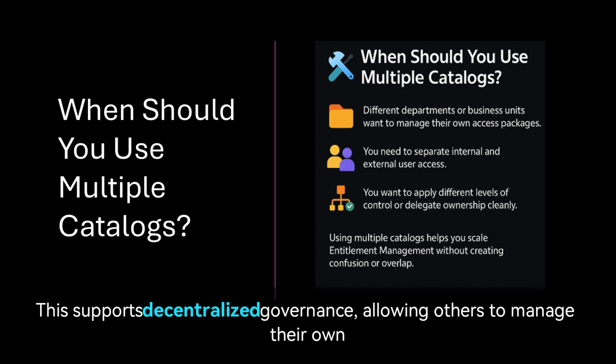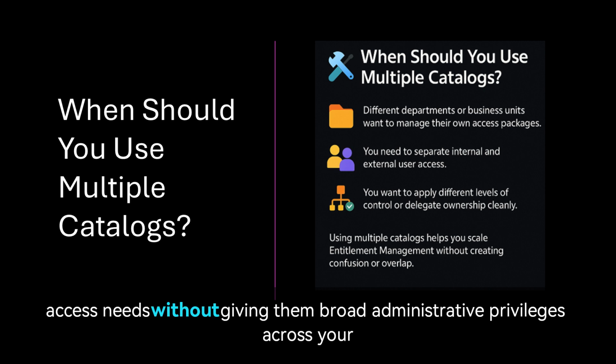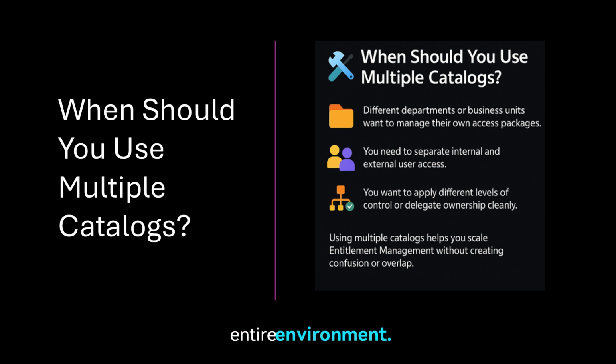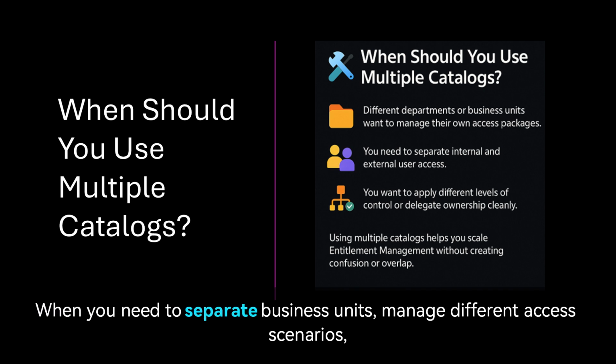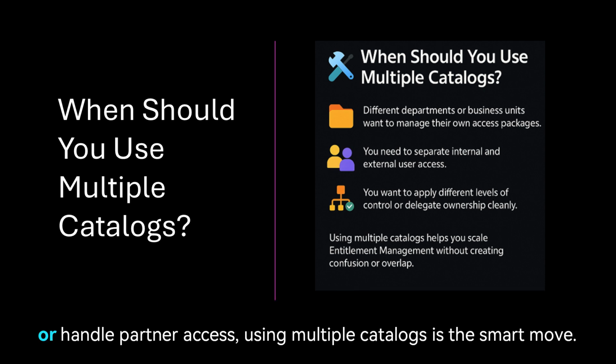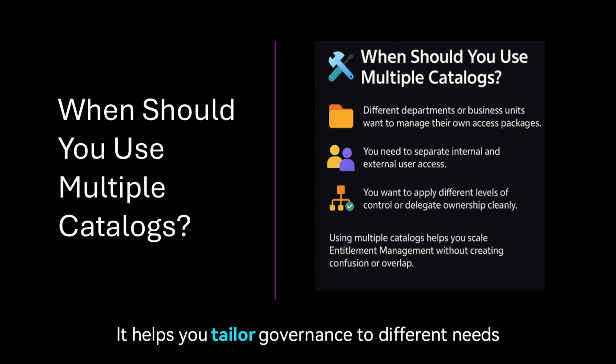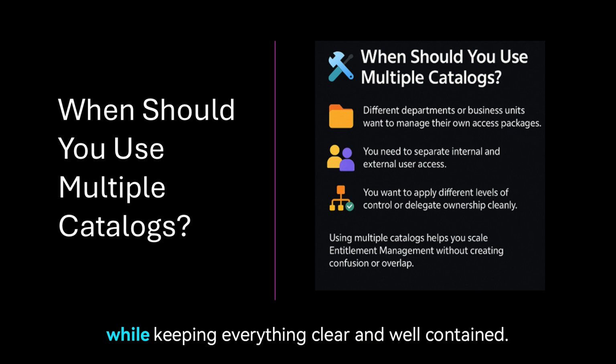This supports decentralized governance, allowing others to manage their own access needs without giving them broad administrative privileges across your entire environment. When you need to separate business units, manage different access scenarios, or handle partner access, using multiple catalogs is the smart move. It helps you tailor governance to different needs while keeping everything clear and well contained.